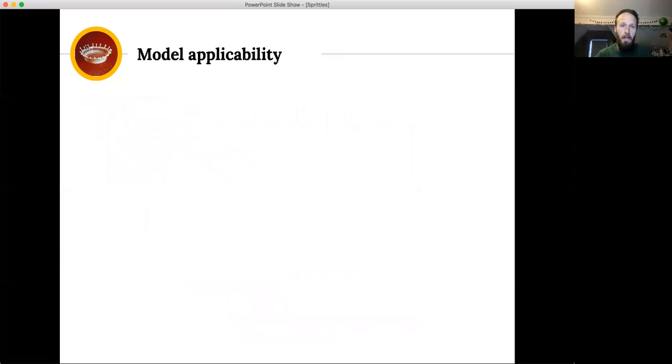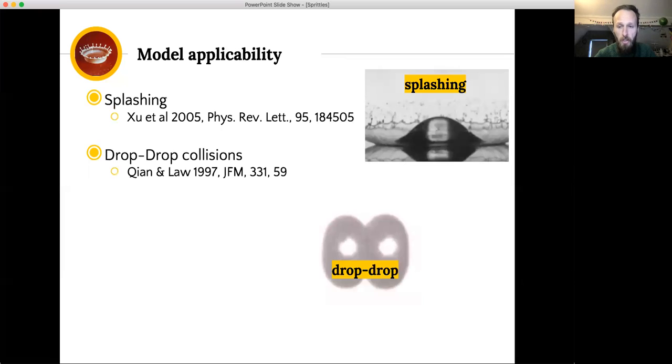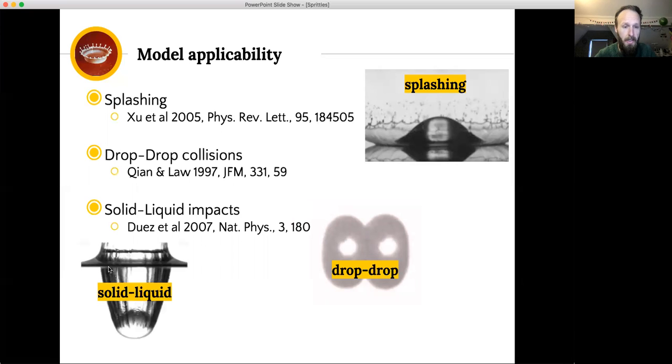So what I'd like to convince you is that this model which we've developed is very general, and it can be applied to a number of other free surface flows. So for example, splashing, where gas pressure effects have been mentioned. So that changes the mean free path. Things like drop-drop collisions, where there has already been some work. There are gas nanofilms formed between the drops, and problems like solids impacting on liquids.